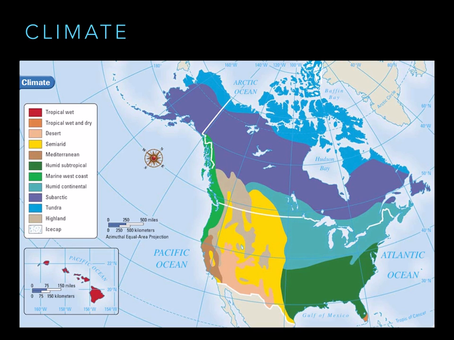Humid continental, starting around the region where we live, all the way up into southern Canada, and then up towards the northeast. Subarctic, very high up in the far northern latitudes. Tundra, even further north. And highland, you're going to find this in areas where there are mountains, particularly where the Rocky Mountains are located.